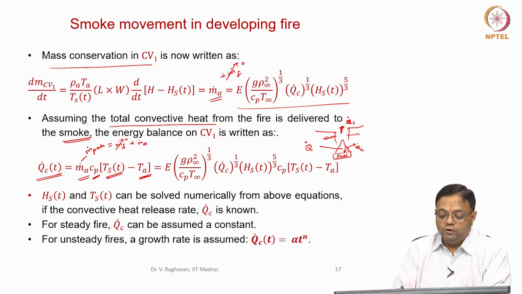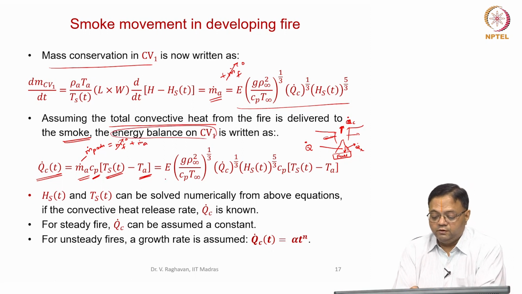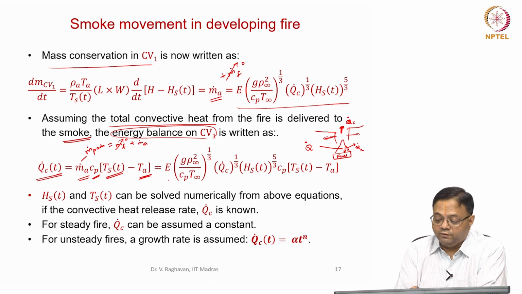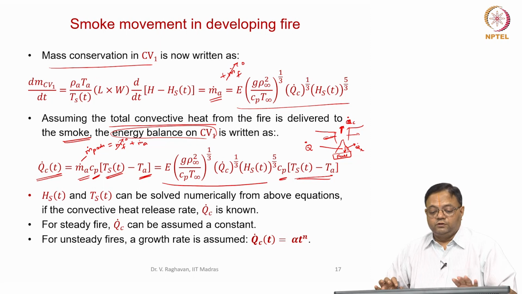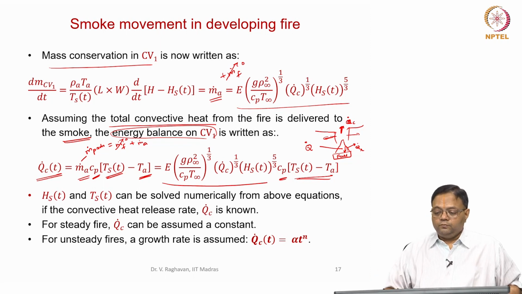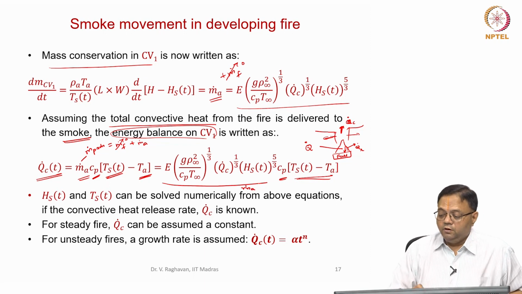Do you understand? So this is the energy balance in the CV. What is this? Again, the mass entrainment rate is given by this, into Cp. This is m dot A, the Zukowski correlation, into Cp, into this. That will be equal to this. So this is the energy conservation. Okay, so this is m dot A.